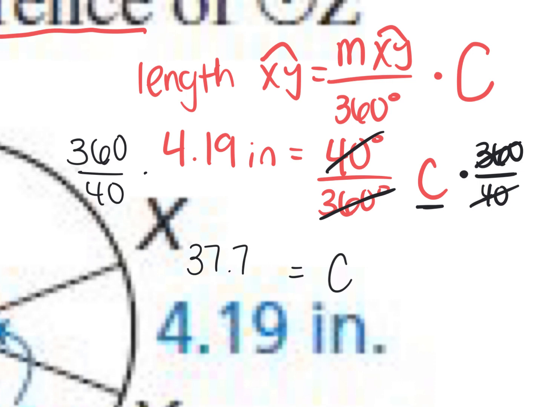37.71. Let's round it to 37.7. Let's put inches and we're done. German, can you confirm the 37.7? Thank you.